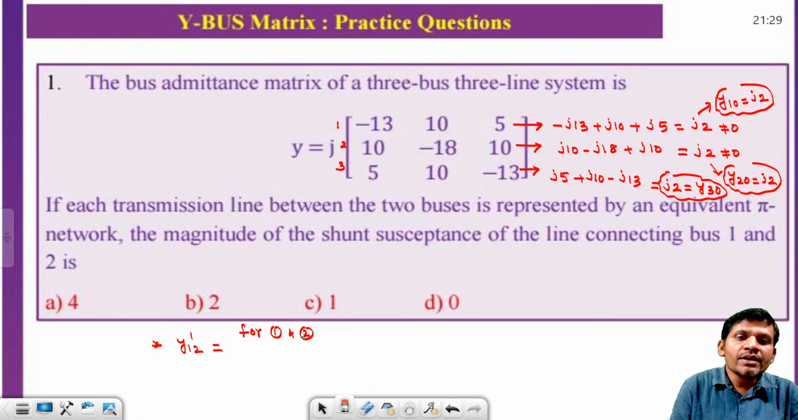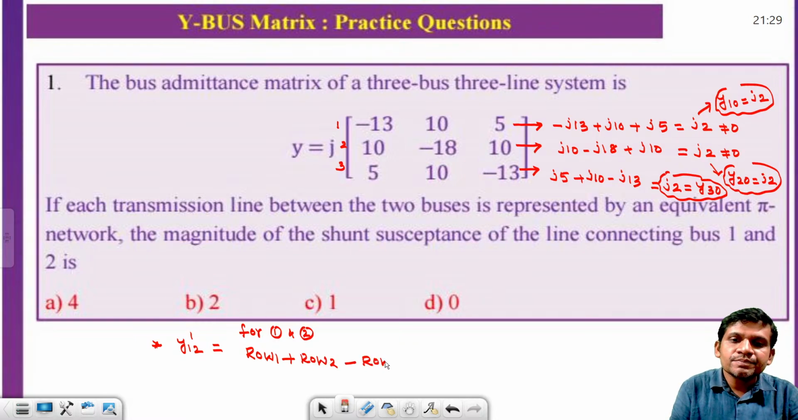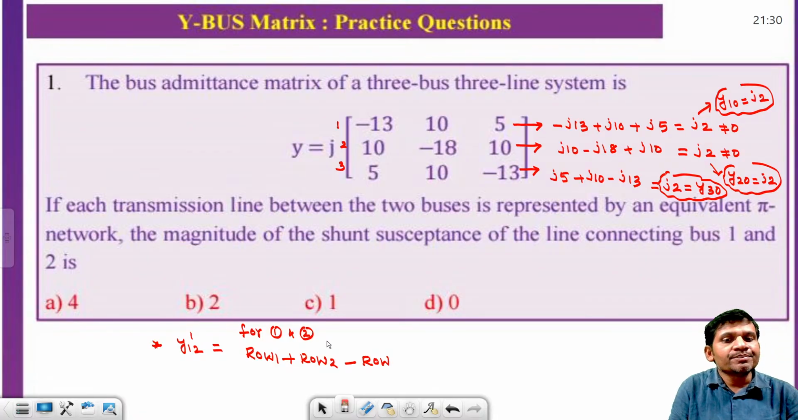Directly I am giving. If it is asked for 1 and 2, then the shunt element between 1 and 2 equals row 1 plus row 2 minus row 3. Simply remember like this. If they ask for 1 and 3, row 1 plus row 3 minus row 2. Here it is asking for 1 and 2, so row 1 plus row 2 minus row 3. This row 1, sum of the row, plus row 2, you have to take minus row 3.